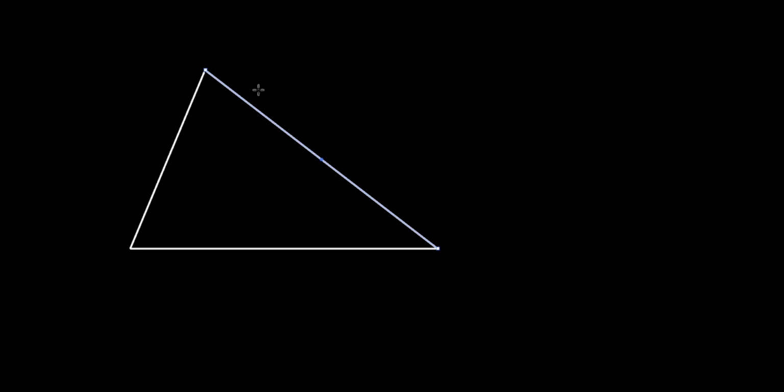It's another acute triangle. So I'm going to go to here, I'm going to go to here, and to here. All right. So this is kind of something you might see on your homework, on the quiz, test, whatever.